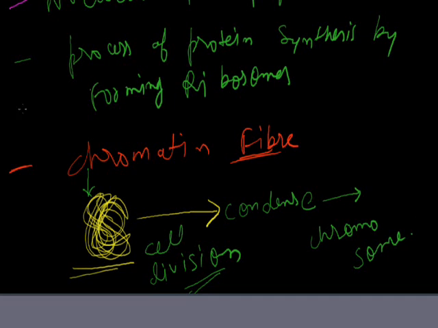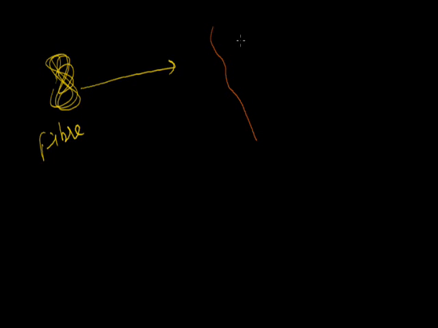Let's discuss the chromosomes. Chromosomes are a very important structure of the cell. Why is it very important? These are the chromatin fibers, which are not organized. They will change into an organized structure, and these organized structures are the chromosomes.